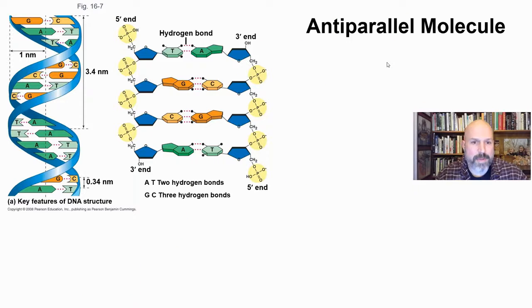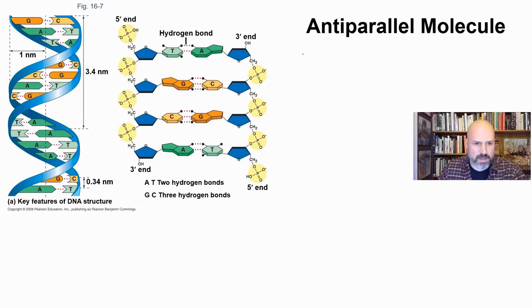Now, the anti-parallel molecule. When Watson and Crick built the structure of DNA, one thing that they found was that DNA goes in 2 different directions.